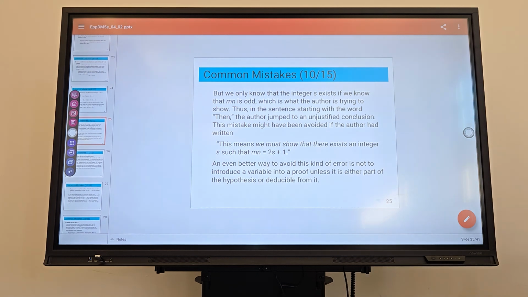It could have been avoided if the author had written, this means we must show that there exists an integer s such that mn equals 2s plus 1. A better way to avoid this kind of error is to not introduce a variable into a proof unless it is either part of the hypothesis or deducible from it.